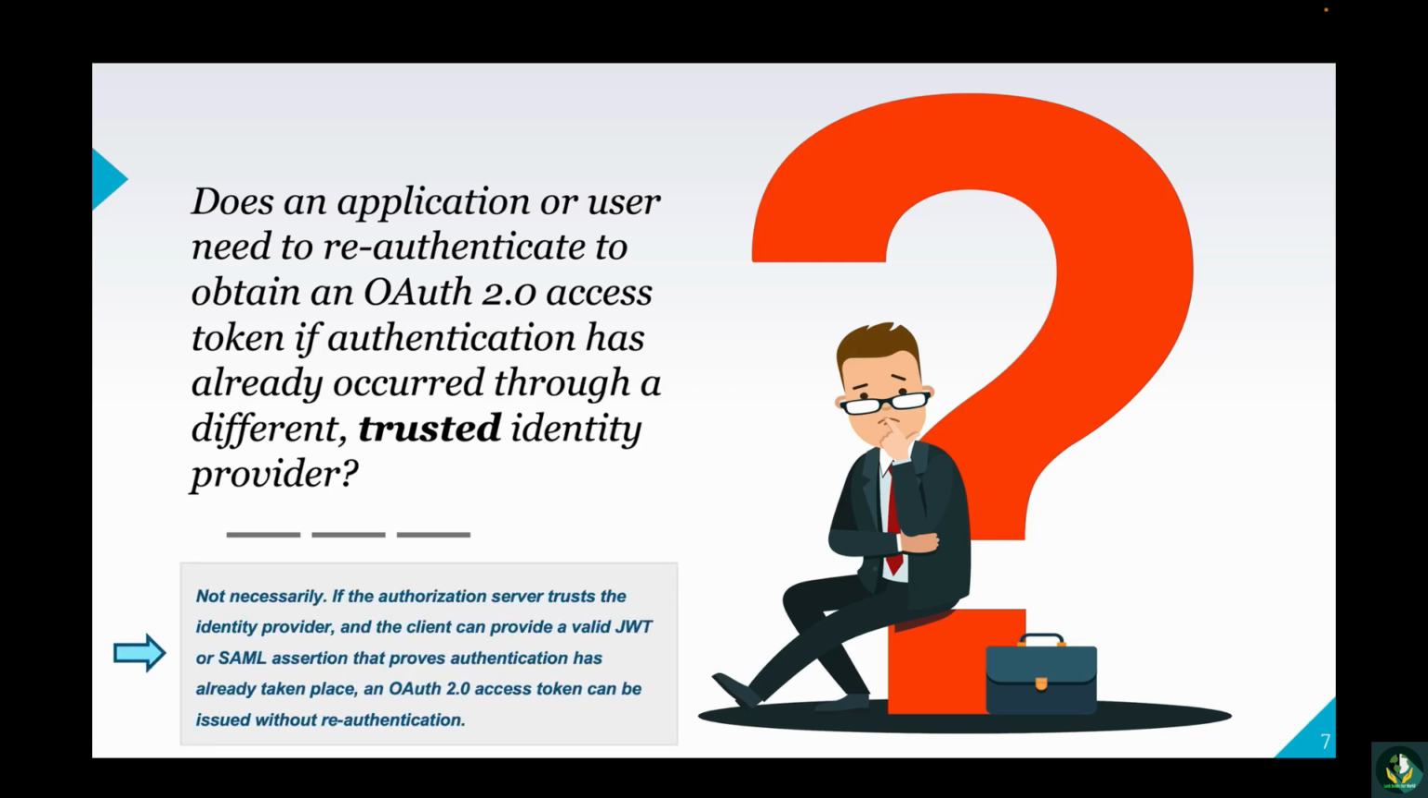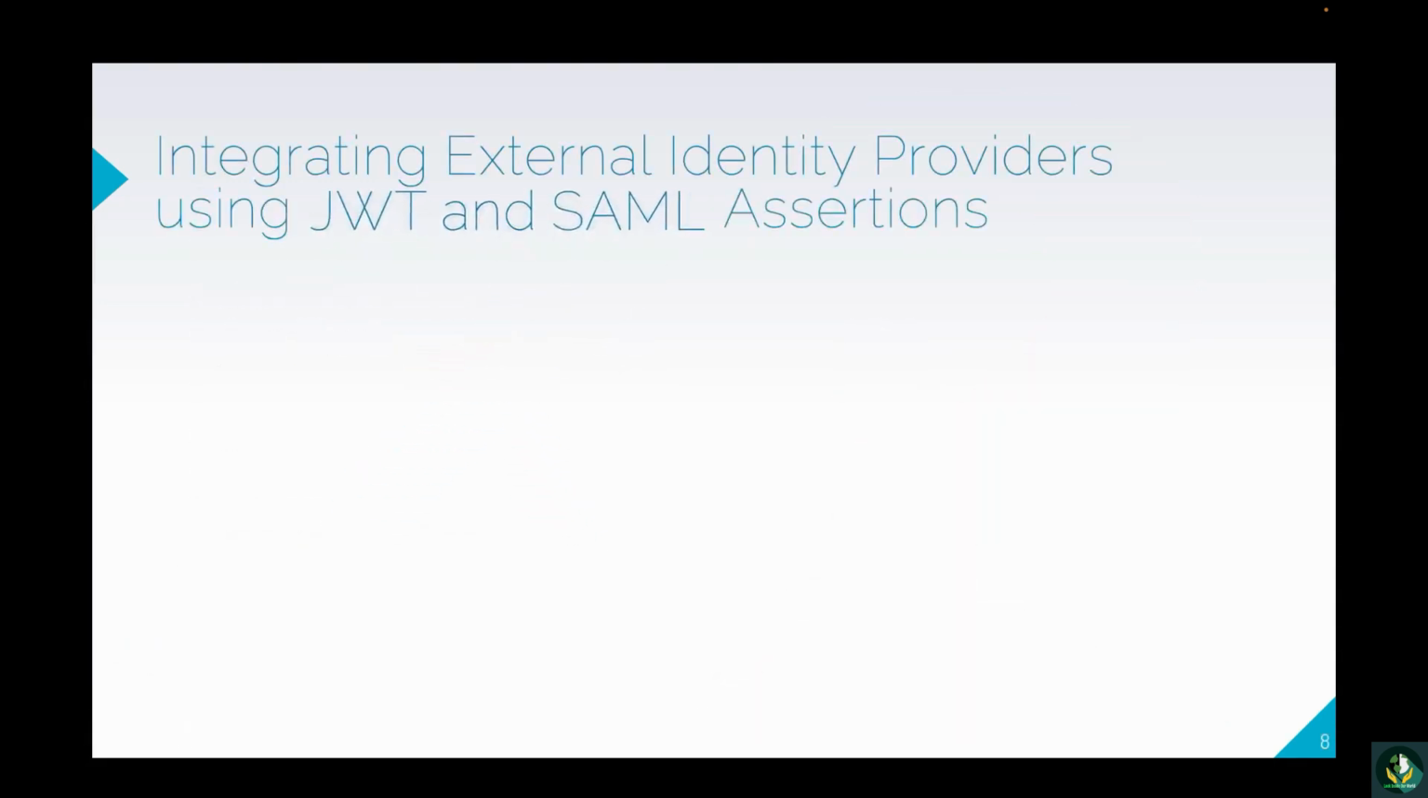If the authorization server trusts the identity provider and the client can provide a valid JWT or SAML assertion that proves authentication has already taken place, an OAuth 2 access token can be issued without re-authentication. This is where assertion flows come into play. These flows allow a client to use an existing authentication session to securely and seamlessly obtain OAuth 2 access tokens, integrating identity providers into an OAuth 2 ecosystem with minimal friction.